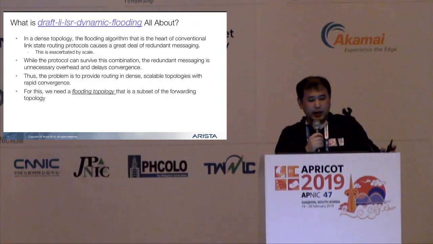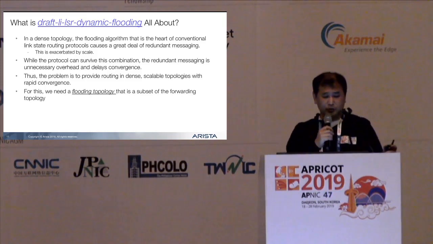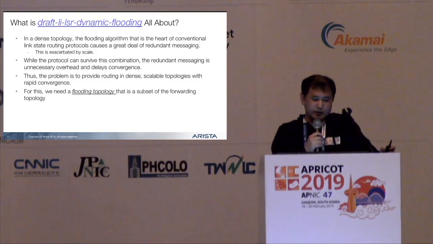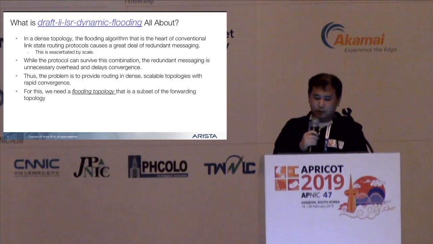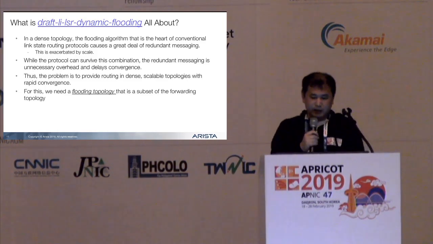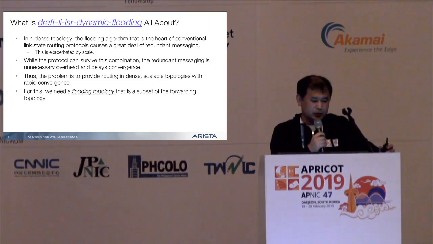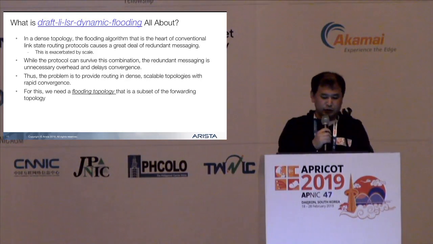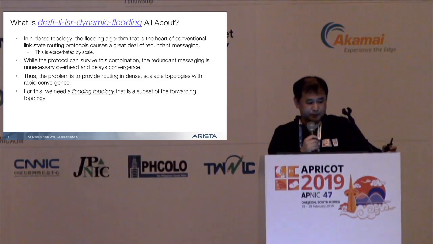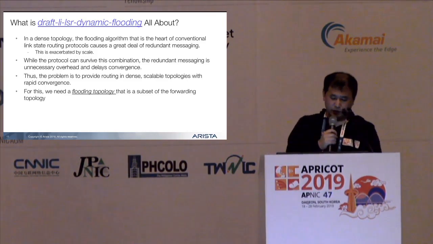What is the draft LSR dynamic flooding all about? In a dense topology, the flooding algorithm that is the heart of a conventional link state routing protocol causes a great deal of redundant messages. While the protocol can survive this combination, the redundant messages are unnecessary overhead and delay convergence. Thus, the problem is to provide routing in dense, scalable topology with rapid convergence. For this, we need a flooding topology that is a subset of the forwarding topology.